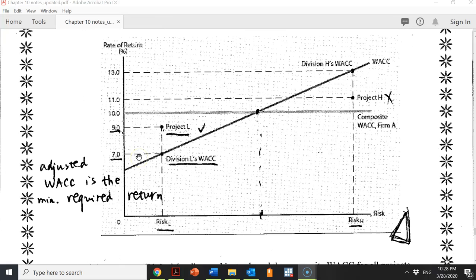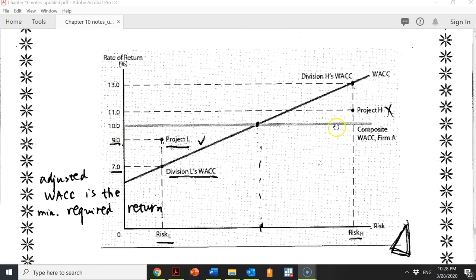Okay, so this is saying that the general WACC we just calculated, for example, for firm A, if it has a composite WACC of 10%, this is the cost of capital. This is the weighted average cost of capital for the firm for an average project for the firm, because we take the weighted average of all the component costs. However, if we want to evaluate projects and see if their returns are higher than the cost, we should adjust our WACC from the flat line to this upward sloping line.